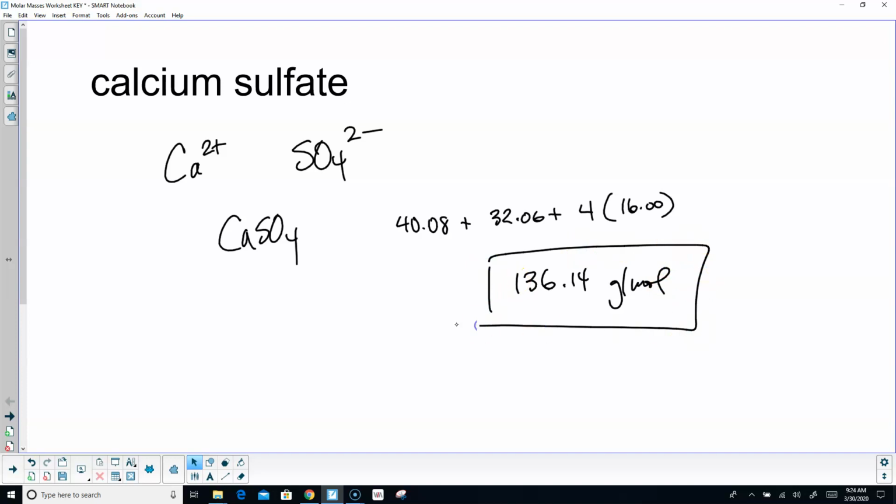Anytime we're dealing with molar masses, we're going to do 2 decimal places because our balance is weighed to 2 decimal places. These numbers don't count for sig figs because those are standard values. They are taken from a table of known values. They're not a measure. There's no estimation. That is the mass of those elements. So that is the molar mass of calcium sulfate.